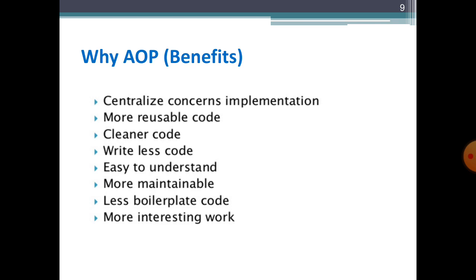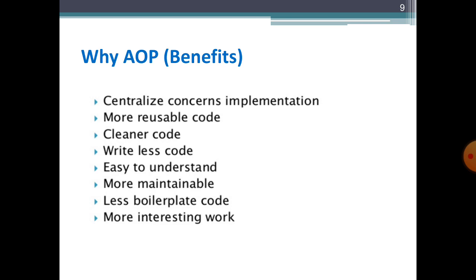So here are some benefits of aspect oriented programming. These are pretty straightforward. It provides us a centralized implementation of concerns. Code is more reusable, cleaner, and we write less code, which is easy to understand and more maintainable. Reusability and maintainability are two important aspects of aspect oriented programming, and it also produces less boilerplate code. So what is the meaning of boilerplate code? Boilerplate code is a term which refers to sections of code that have to be included in many places with little or no alteration. So boilerplate code should be less, because otherwise the DRY concept, which stands for don't repeat yourself, will be demolished.